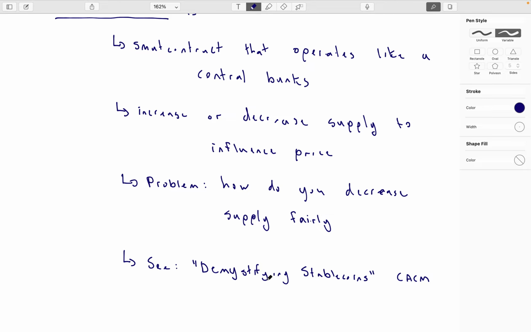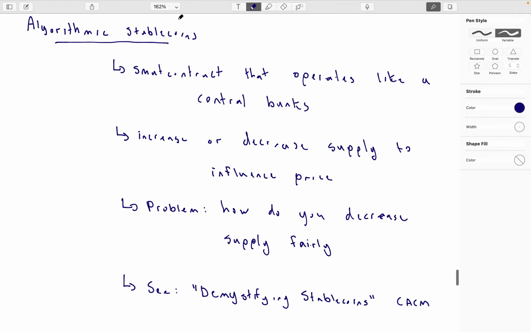And at the end of the day, there's a lot of speculation that they even work at all. A lot of people are skeptical about algorithmic stablecoins. A lot of the projects that have tried to do it have failed. In fact, there's no real successful algorithmic stablecoin that's been running for multiple years that was able to maintain its stability. And so whether this whole approach works is a big question mark.